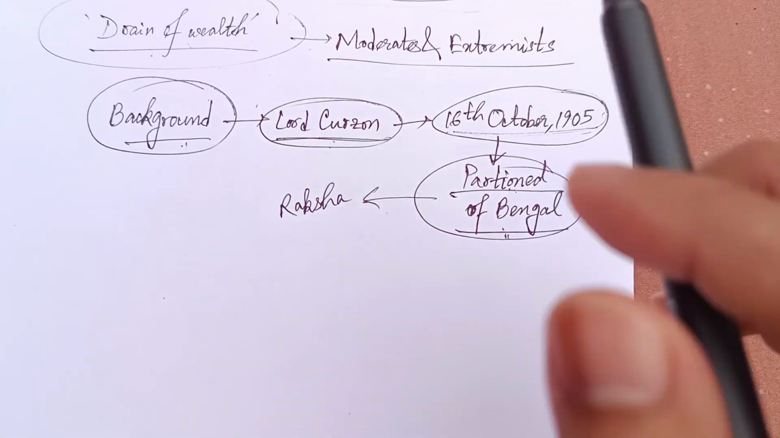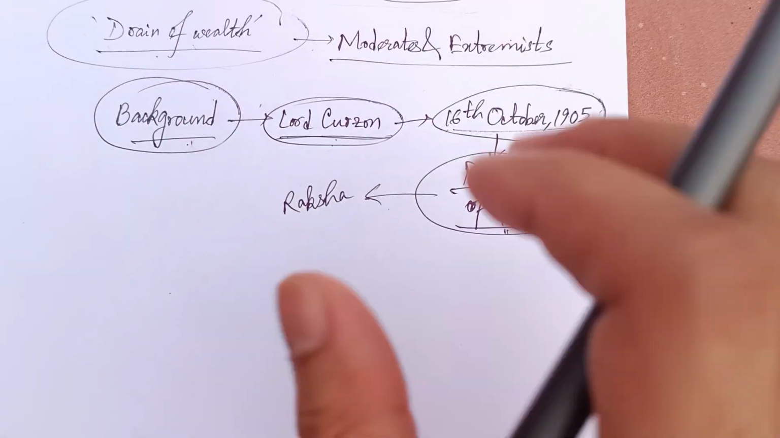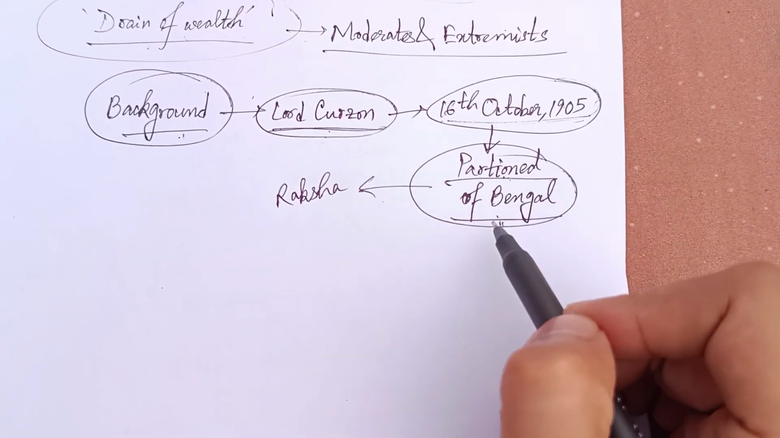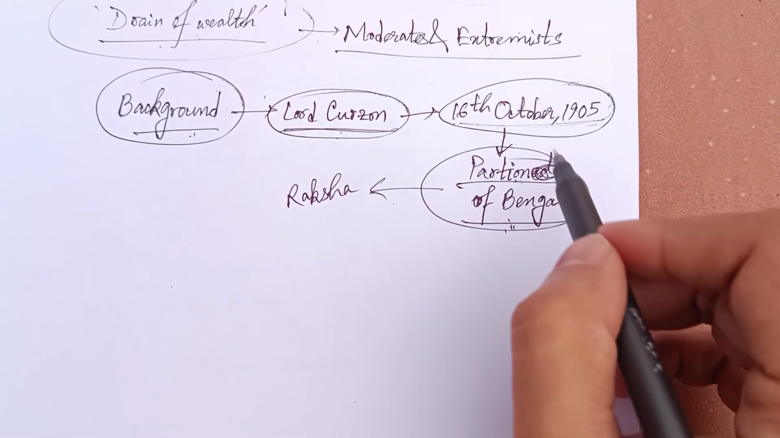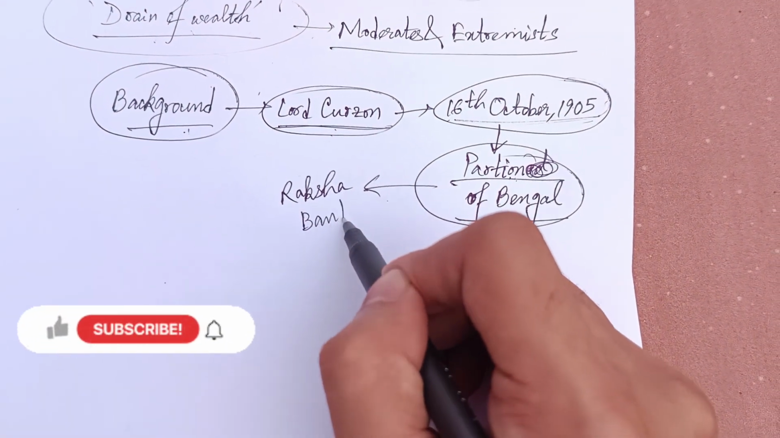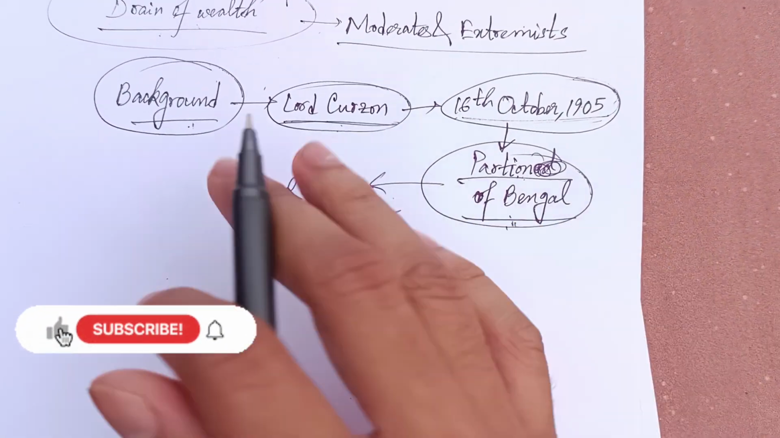Not every date, what was happening, when was it happening. No, that is not the proper way of studying history for UPSC especially. So, the partition of Bengal. After the partition of Bengal, what happened? On that day, Raksha Bandhan was started. This is an important point.